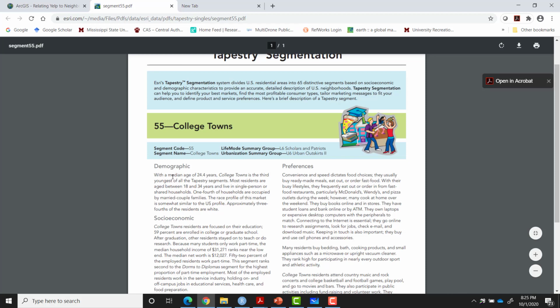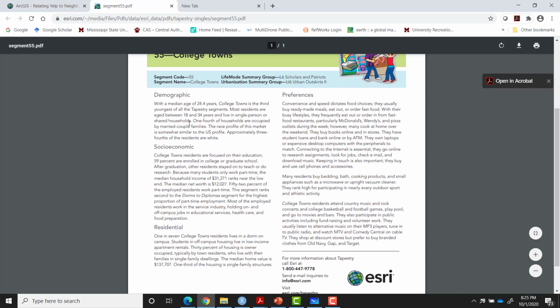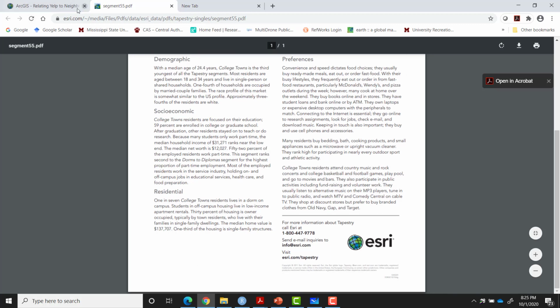And what we get is a little bit about the college town, the people in college towns. It tells us the median age, people focused on education, enrolled in college and graduate school, 1 in 7 lives in a dorm, and it tells a little bit about your preferences. Because apparently you like eating at McDonald's, Wendy's, and pizza outlets during the week. And I live near the Wendy's in town, and looking at the queue at the Wendy's, that's certainly true.